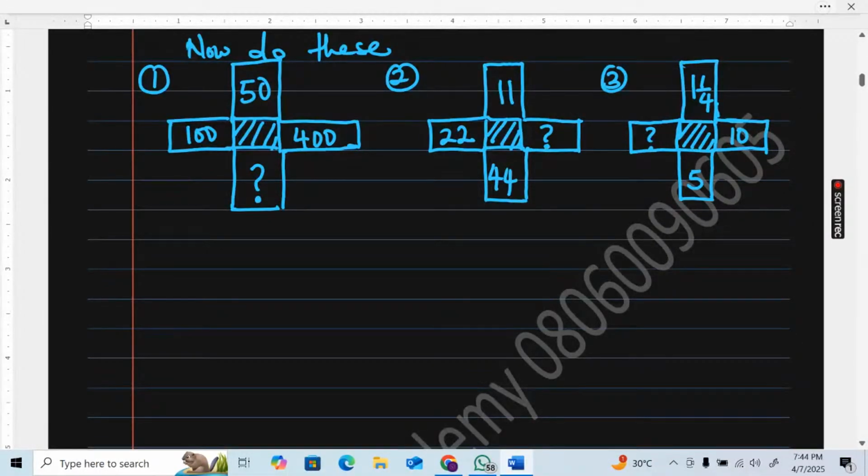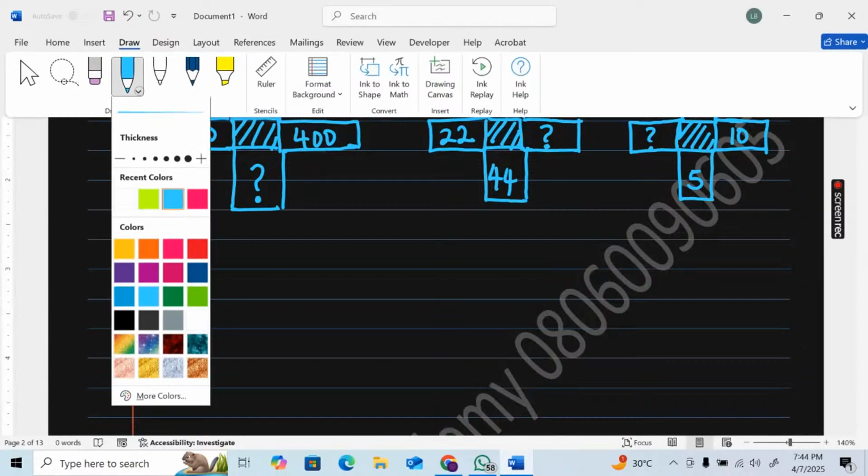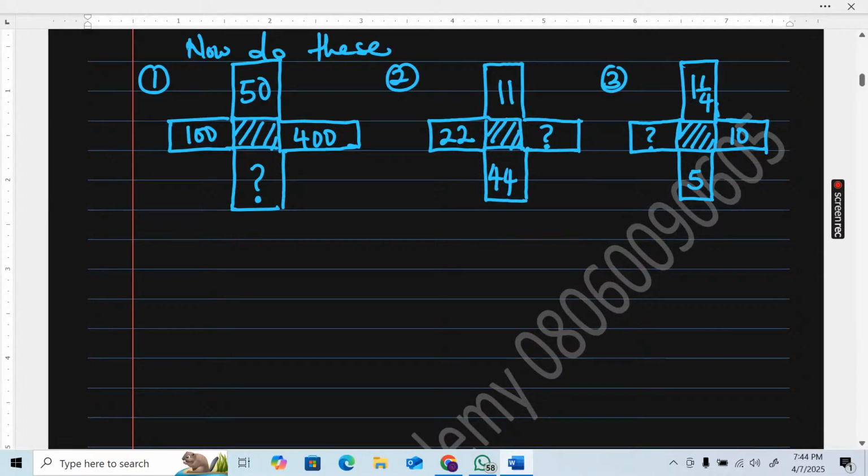So someone should tell us how to figure out number 1. How do we find the answer to number 1? Go ahead and tell us the answer to number 1.